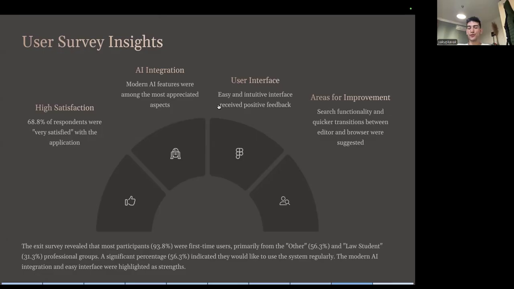Satisfaction cut across roles, lawyers, interns, and students, all at the same points. And more than half of the group said they would adopt our program in regular work as soon as it was available. The survey also surfaced clear priorities for our next sprint. People want finely grained search filters, and they want switching between the browser and the editor panes to feel instant. Those two requests match the friction we observed in the think-aloud sessions, and they will guide our immediate improvements.